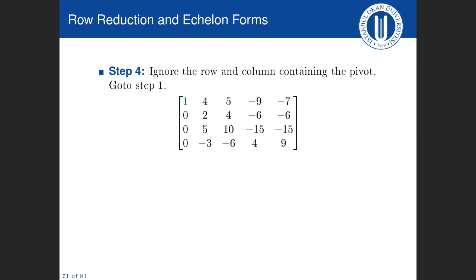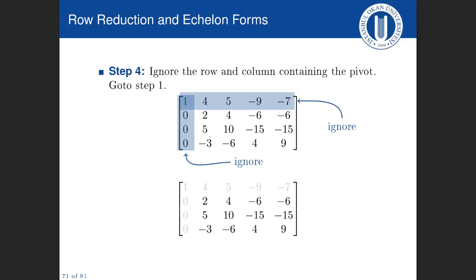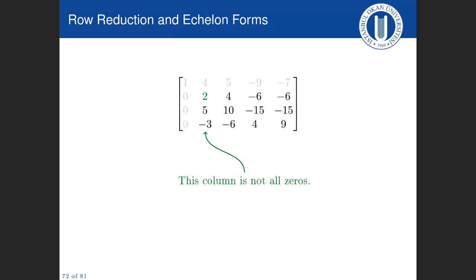Step 4 says ignore the row and the column containing the pivot and then go back to step 1. So we're going to ignore the first row and we're going to ignore the first column. So just imagine that we actually have this matrix. Forget about the gray numbers for now. I'll leave them in gray because we'll need them later. But for now, just look at the black numbers: 2, 4, -6, -6, 5, 10, -15, -15, -3, -6, 4, 9. And then we're going to go back to step number 1. Step 1 said find the first column which is not all zeros. I'll use this one, 2, 5, -3. I don't want a 0 at the top of this column. That's okay, I don't have 0, I have 2.